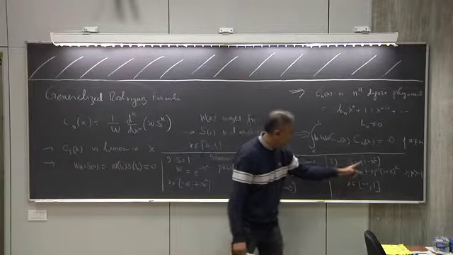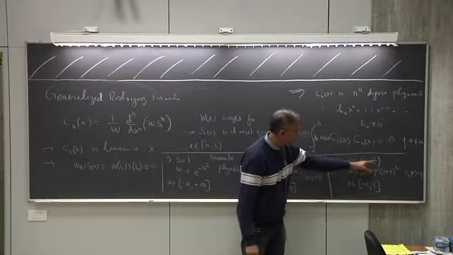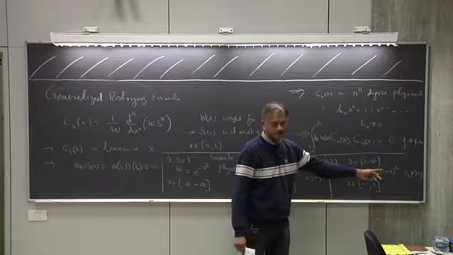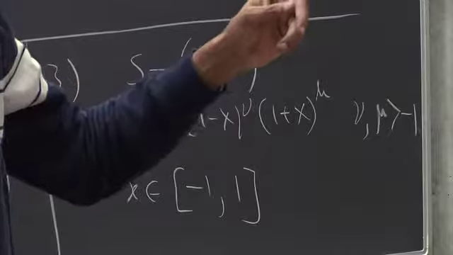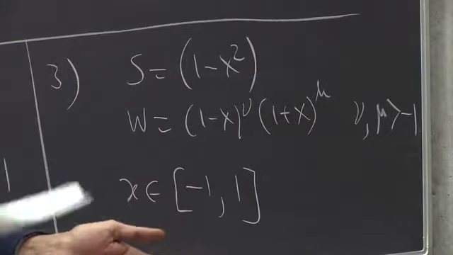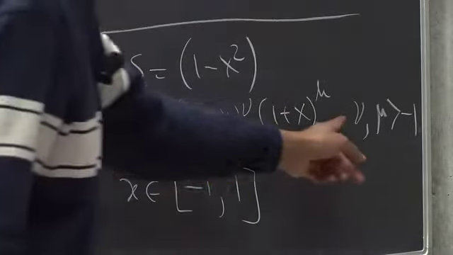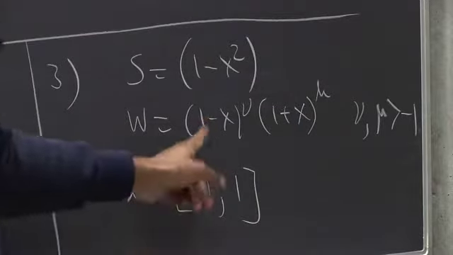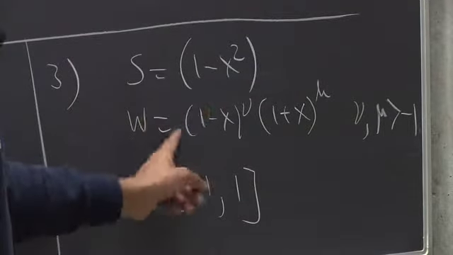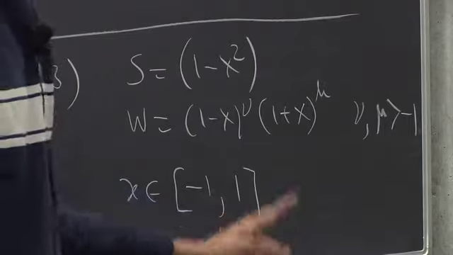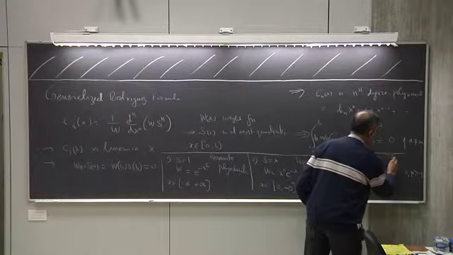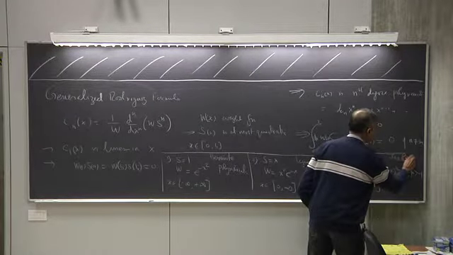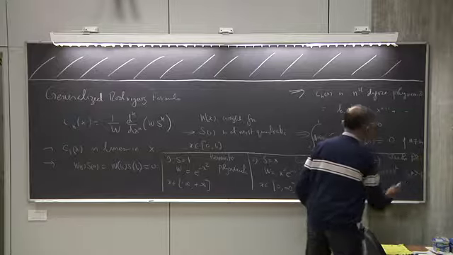And the same thing happens here. If you take the product, after all, 1 minus x squared is the same as 1 minus x times 1 plus x. So when you take the product, you get 1 minus x to the power of nu plus 1 times 1 plus x to the power of mu plus 1. So once again, you see if nu and mu are greater than minus 1, the product will vanish at x equal to minus 1 and x equal to plus 1. So that's what determines the boundary. And these were called Jacobi polynomials.